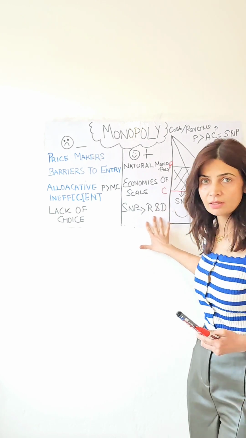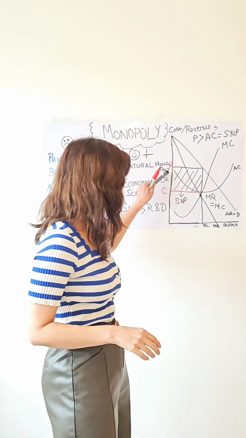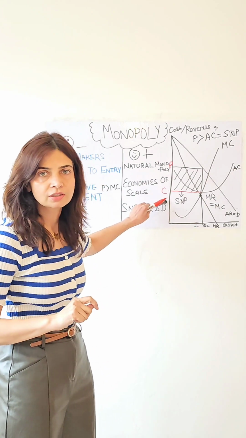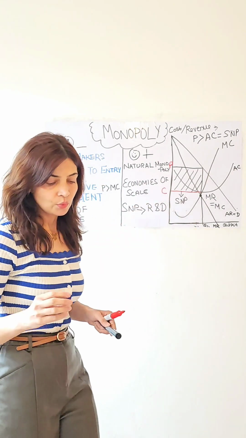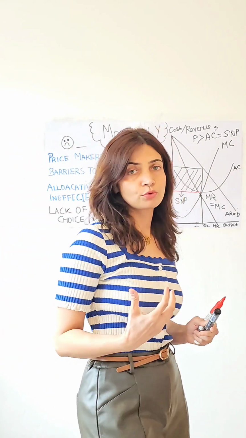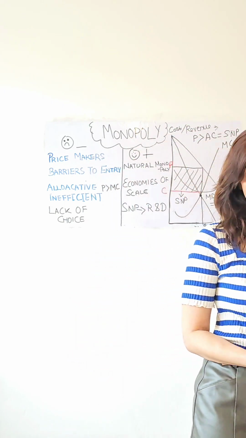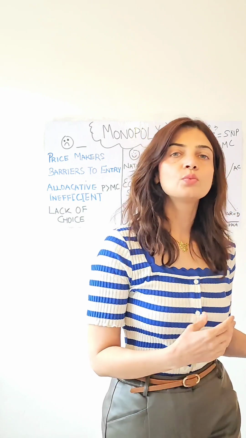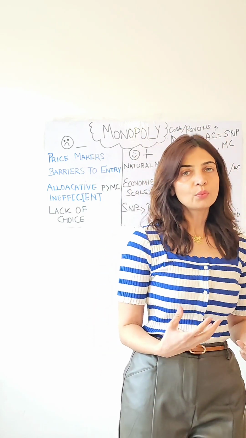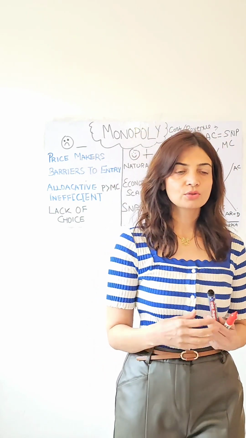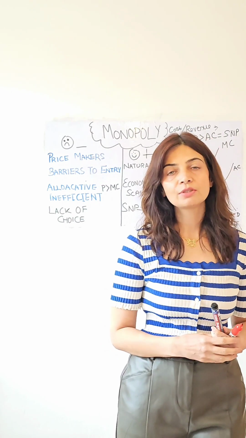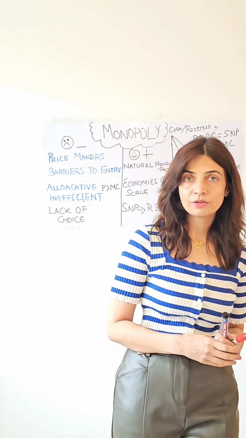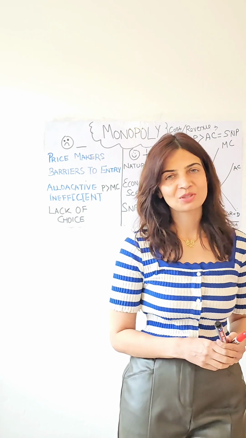Also, we just had a look at the diagram showing that the businesses are making supernormal profits. And why is that good? When businesses are able to make high profits, they are able to expand, they are able to grow, they are able to invest in research and development, which again we can talk about, and we believe they would be able to provide us with innovative and better quality products.